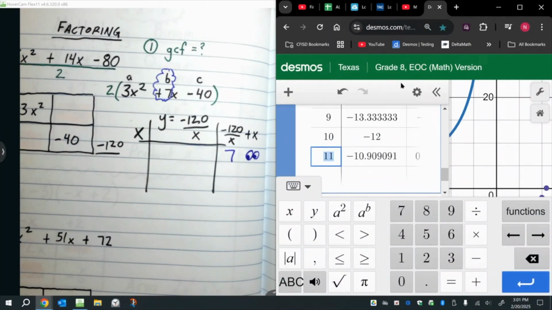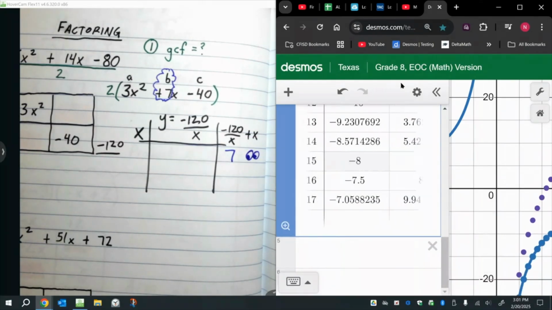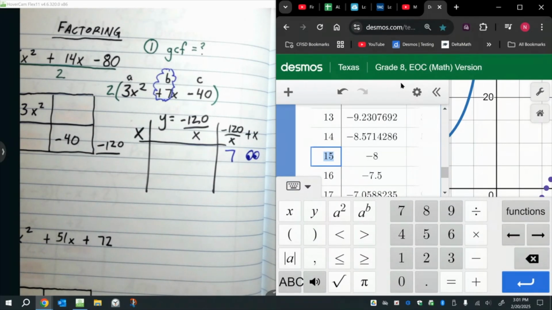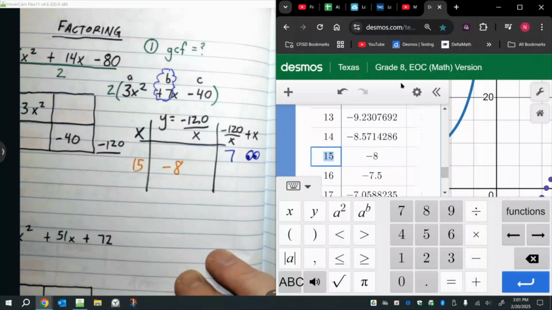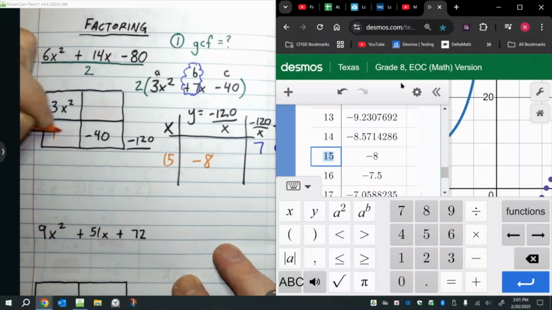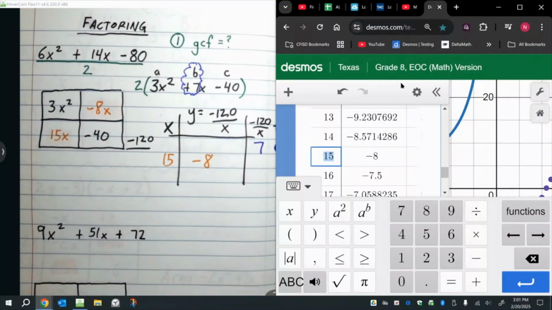Enter, enter, enter, enter. All right, now let's go over here. Do I have... oh, there's a 7 right there. 15 and negative 8. Cool. So I'm going to put a 15 in one of the boxes with an x, a negative 8 in another box with an x.